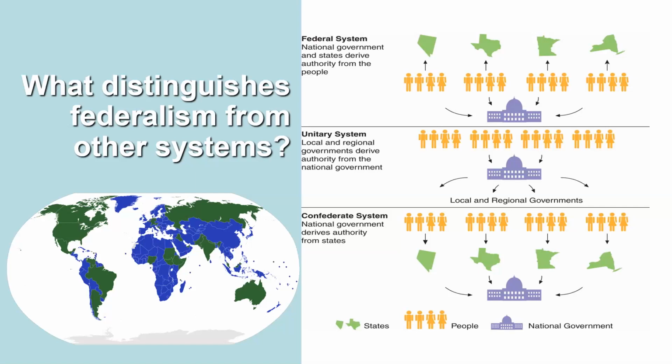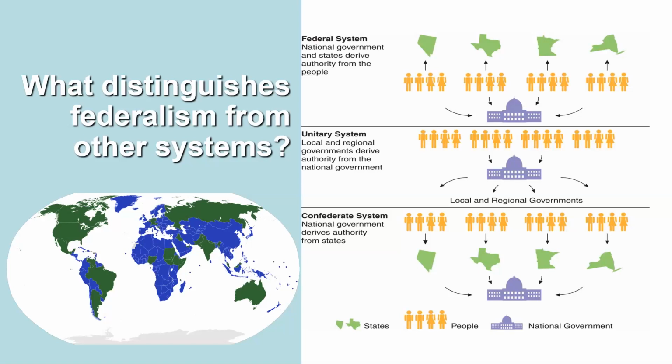Countries with large populations and land areas also tend to be places with a lot of regional diversity, so it makes sense that people in those countries would want to maintain some independent decision-making power for the lower levels of government. The figure on the right-hand side of this slide shows how federalism differs from other types of systems.